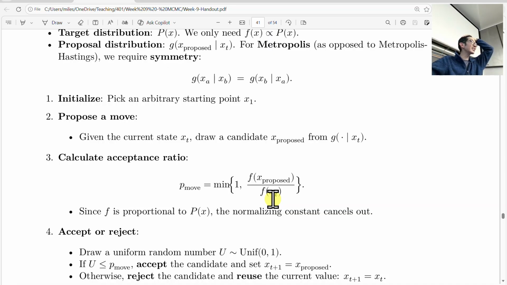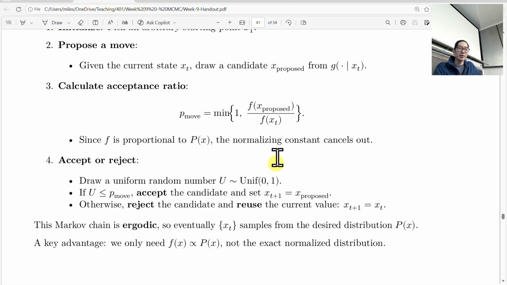If the proposed location is like 80% as likely as my current location, then I go there with probability 80%. So I go there in proportion to how likely that place is compared to my current place. And then, do I go there or not? If I have a 10% chance of going there, I generate a random number between 0 and 1. If it's under 10%, then I go, and if it's greater than 10%, I don't go.